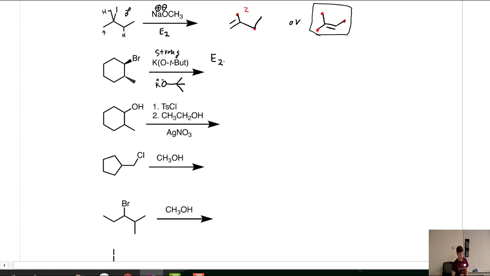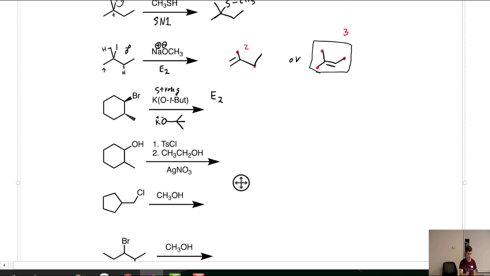Now, one of the conditions for E2 that we mentioned earlier is it needs to be an anti-coplanar hydrogen. That translates to, on the ring, if this is on a wedge, the hydrogen needs to be on a dash. And bulky bases also prefer the Hofmann product.